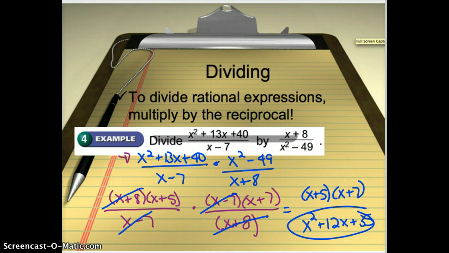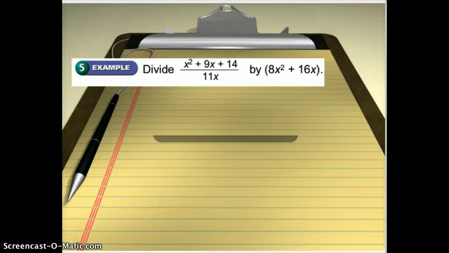Okay. All right, let's try another one. Divide x squared plus 9x plus 14 over 11x by 8x squared plus 16x. So again, this time I'm going to factor this right away. It's going to make it easier. So that looks like x plus 2 times x plus 7 over 11x. And then this, 8x is a common factor. So I've got 8x times x plus 2.